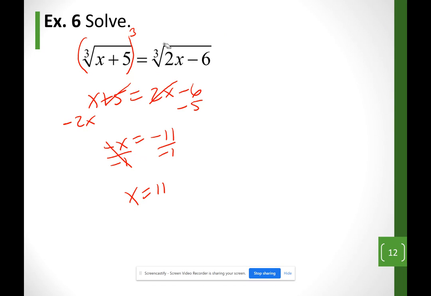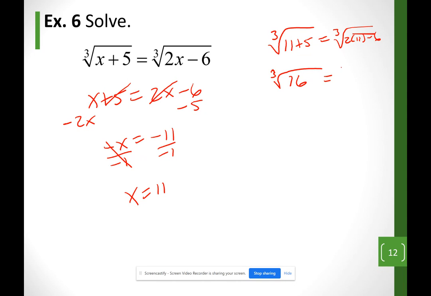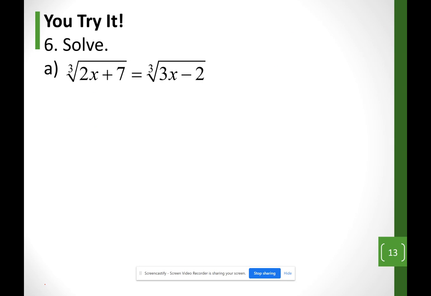Oh, let me double check that it works. I have that the cube root of 11 plus 5 is equal to the cube root of 2 times 11 minus 6. So I have that the cube root of 16 is equal to, let's see, now on the inside I have 2 times 11, that's 22, minus 6, that's 16. Now, the cube root of 16 is equal to the cube root of 16. Yeah, that works. It's the same thing. So x equals 11 is a good solution. This is for you guys to try at home, and you should get that x is equal to 9.